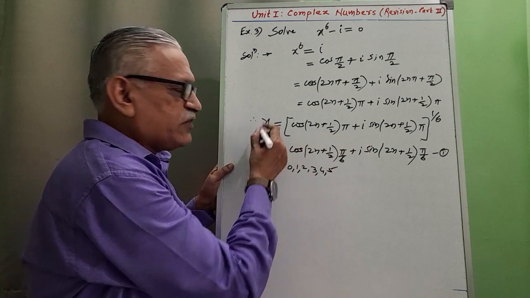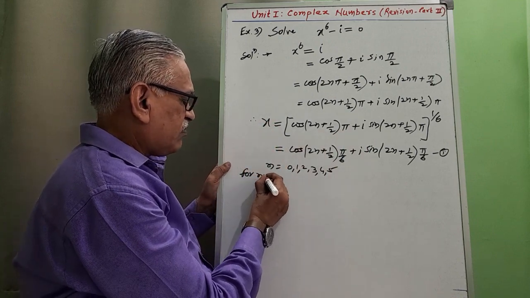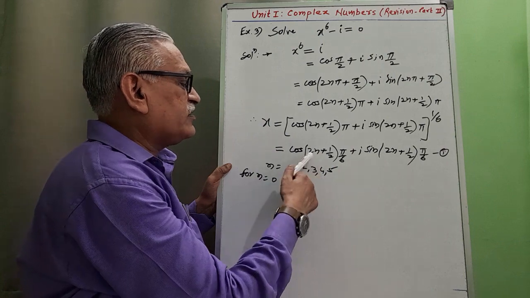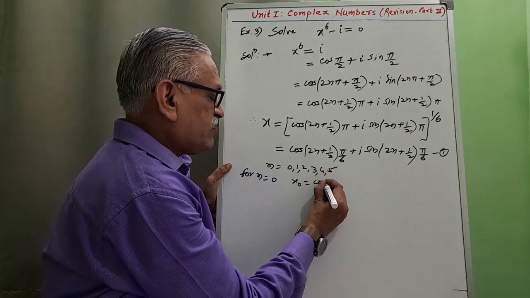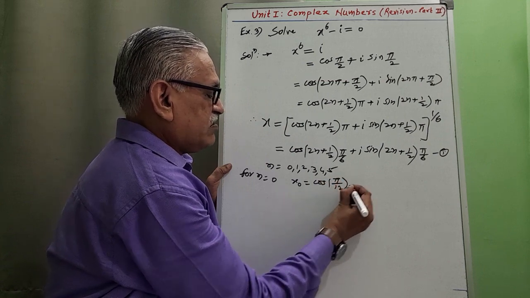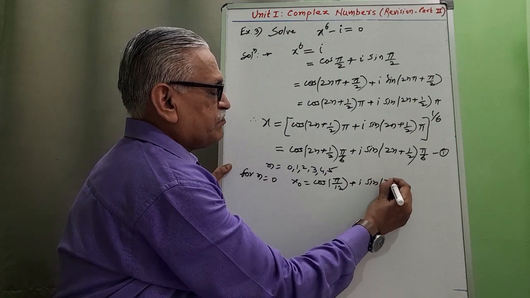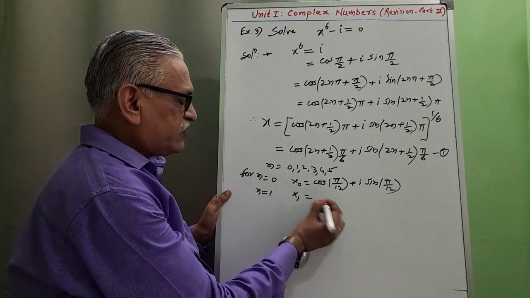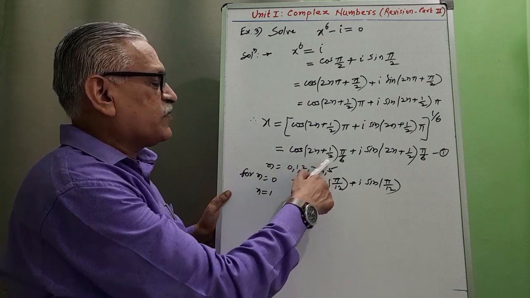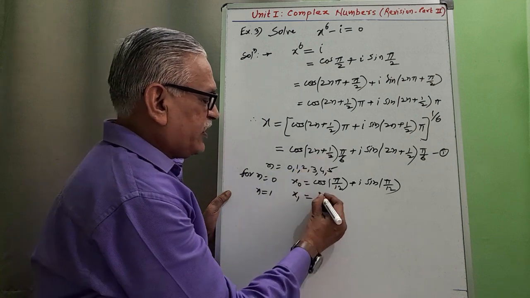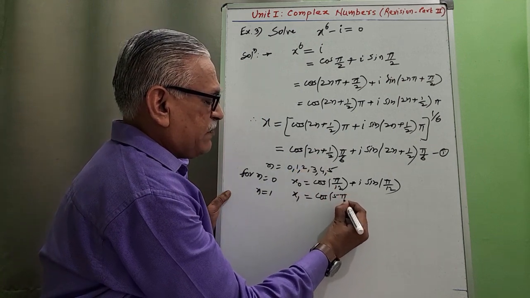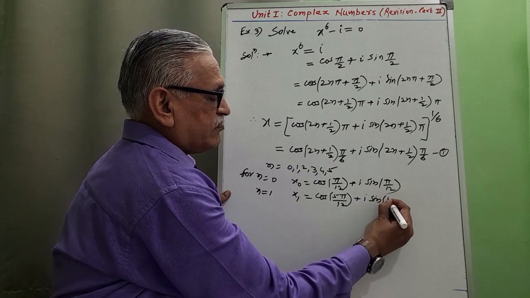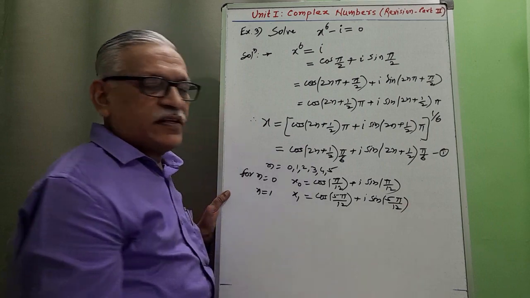Then we determine the first value for n equal to 0. We get x0, first root. Put n equal to 0, we get cos of 1 by 2 times pi by 6, means it is cos of pi by 12 plus i times sine of pi by 12. Then for n is equal to 1, we get x1, next root. 2 into 1, 2, 2 plus 1 by 2, we get cos of 5 pi by 12 plus i sine of 5 pi by 12 as the second root.